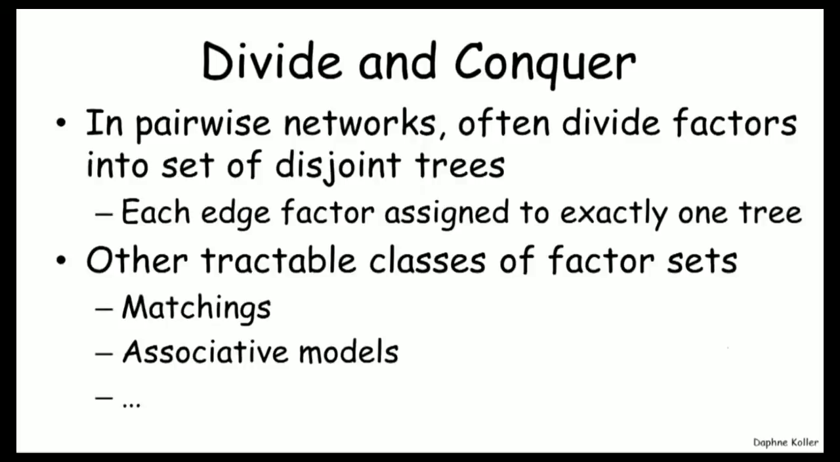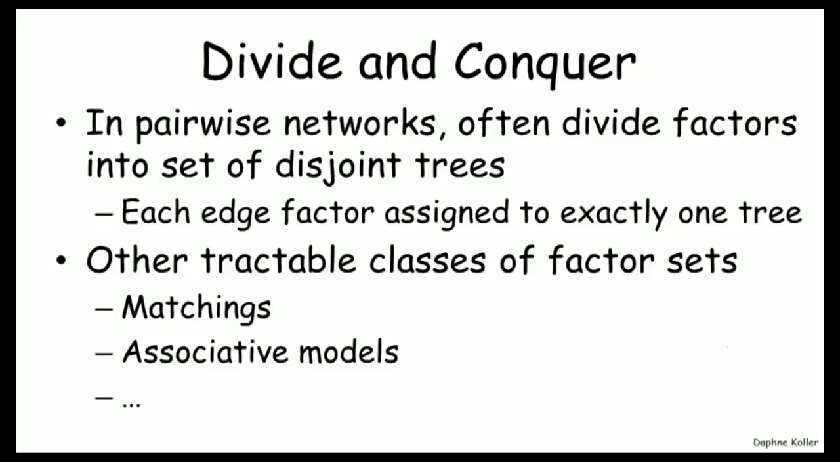So how do we then construct the slaves? In pairwise networks, what we typically do is we divide the factors into a set of disjoint trees. And this is, in fact, what I showed in the previous slide. We divided it into one tree that went through the first wedges and the second one that went through the second wedges. And they're disjoint, which means that every edge factor is assigned to exactly one tree. And because they're trees, we know how to optimize them efficiently using techniques like variable elimination or clique tree.